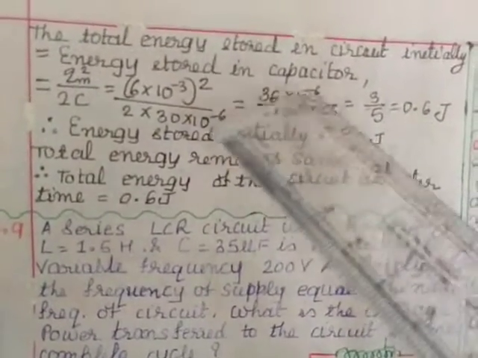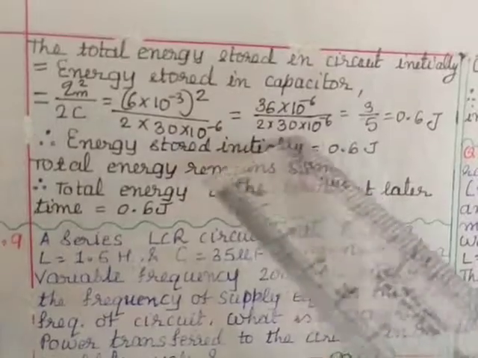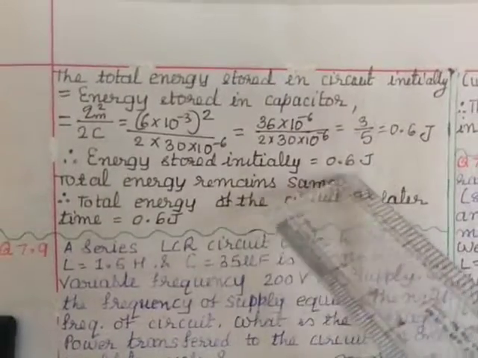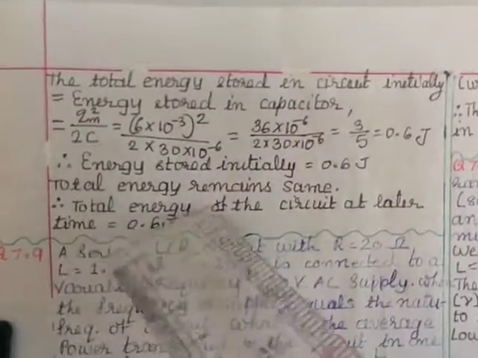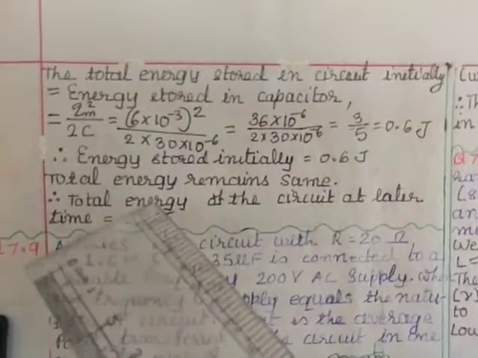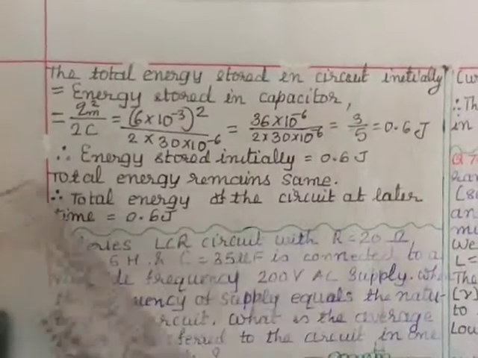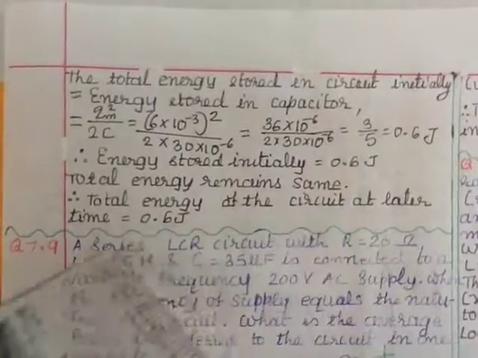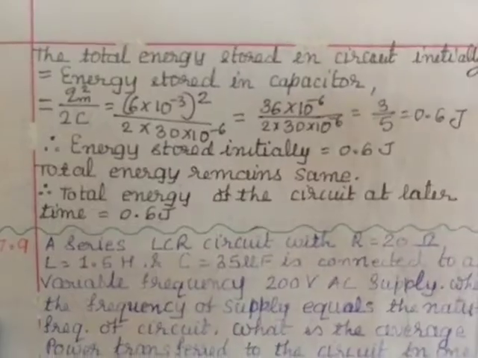10 power minus 6 cut, then you can cut here, you get 3 by 5, okay, equal to 0.6 joule. Therefore, energy stored initially equals 0.6 joule. Total energy remains same. In LC oscillation, the energy remains the same. Therefore, the total energy of the circuit at later time is the same as the initial one, that is 0.6 joule. So, energy remains the same.